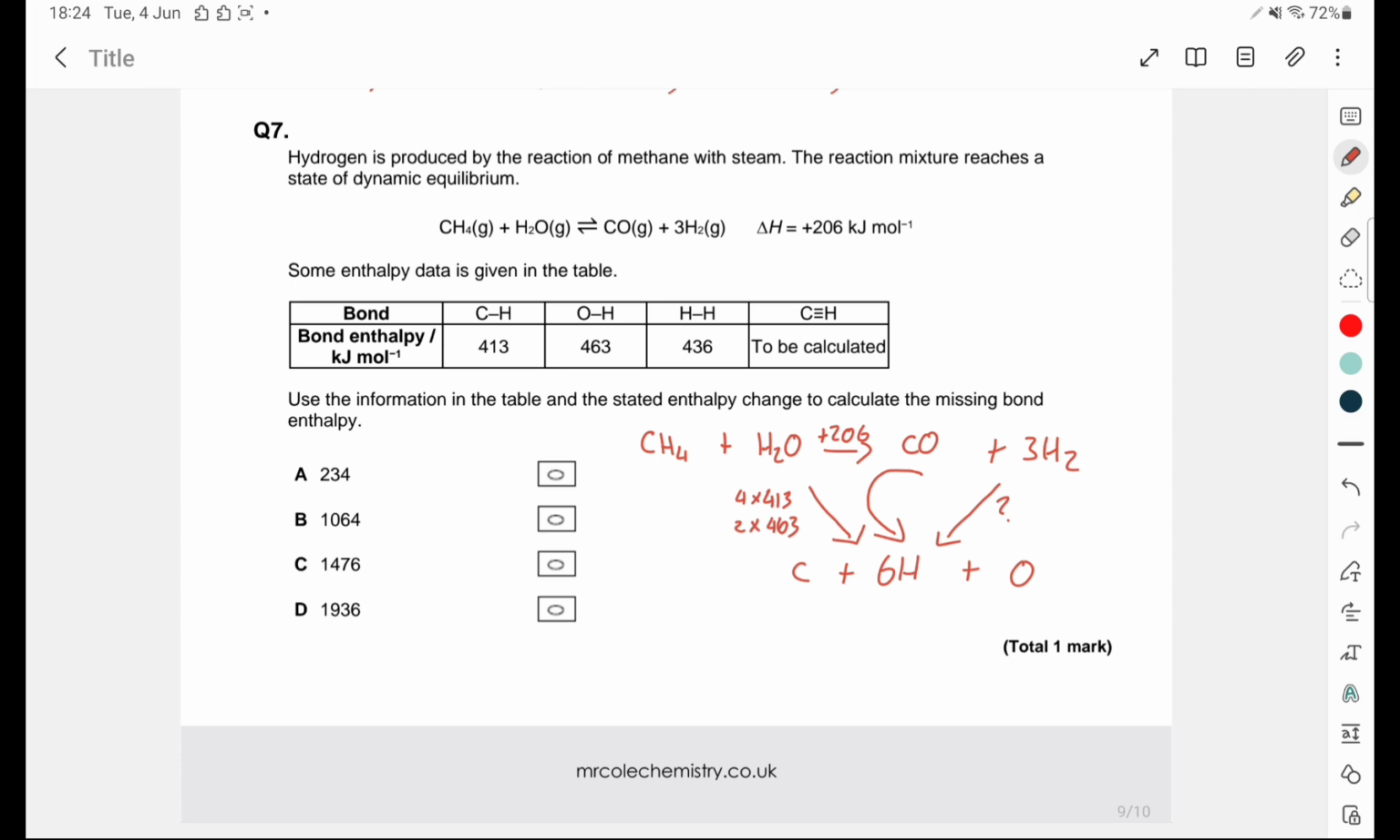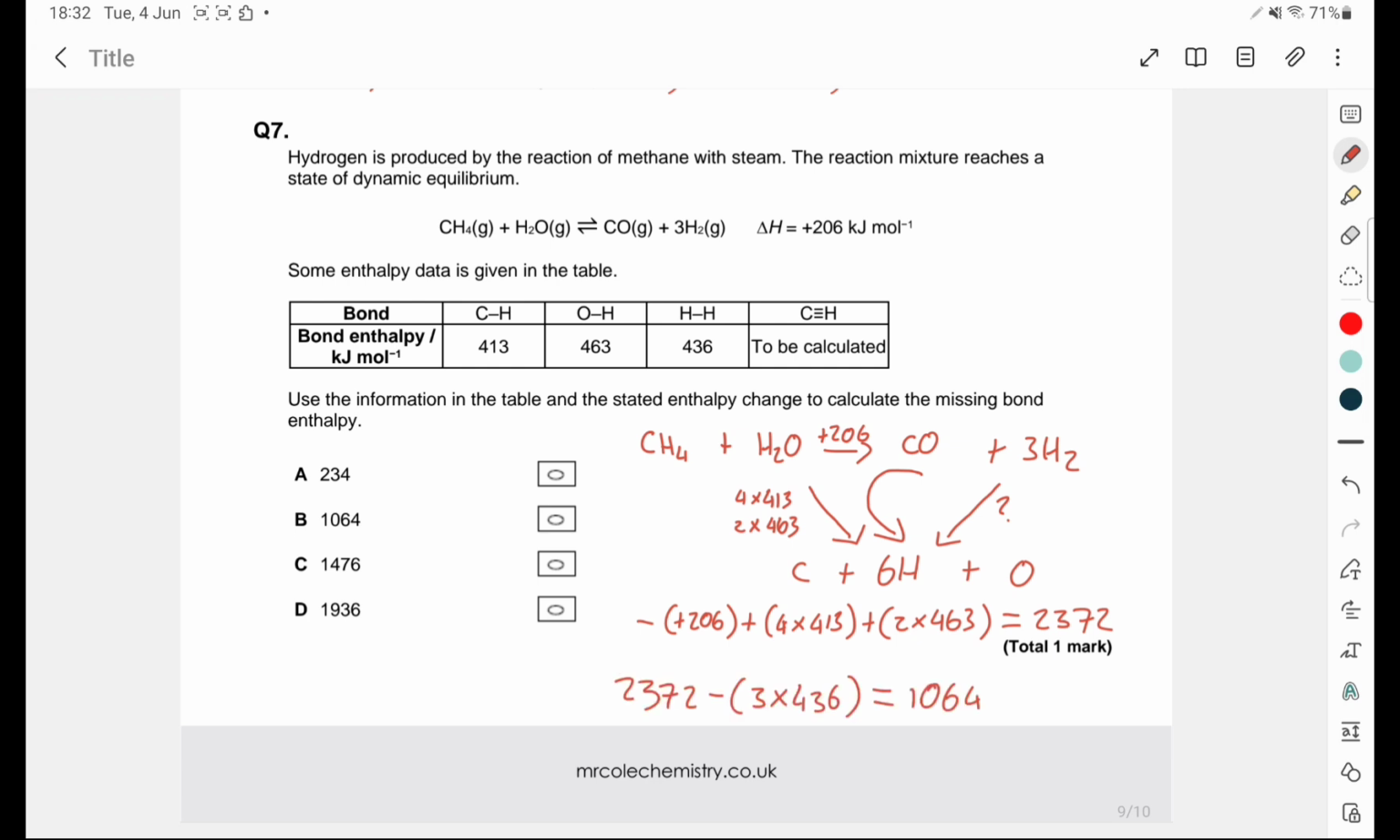So in order to work out that arrow on the left, it is minus 206 plus 4 lots of 413 plus 2 lots of 463, which gets us 2372. Now, of course, we haven't got the answer here. What we have is the value for the right-hand arrow. The right-hand arrow is made up of 2 things, the C triple bond O and the 3 HH bonds. So once we take away the 3 HH bonds from our value of 2372, that gives us the value for the C triple bond O. That gives us 1064, so our answer is B.